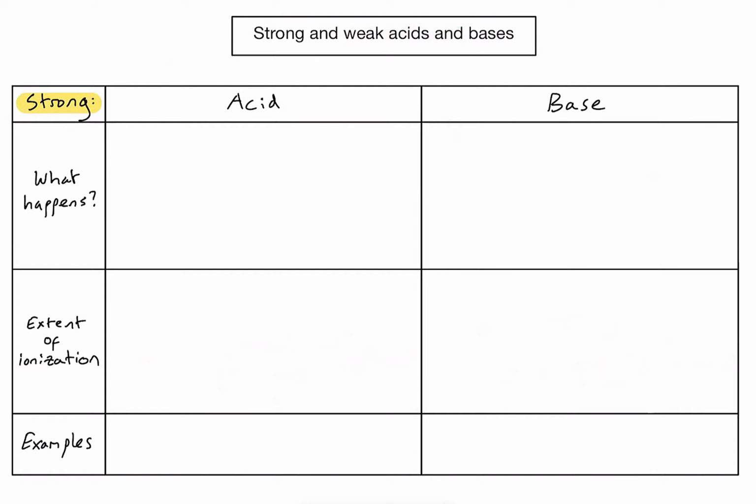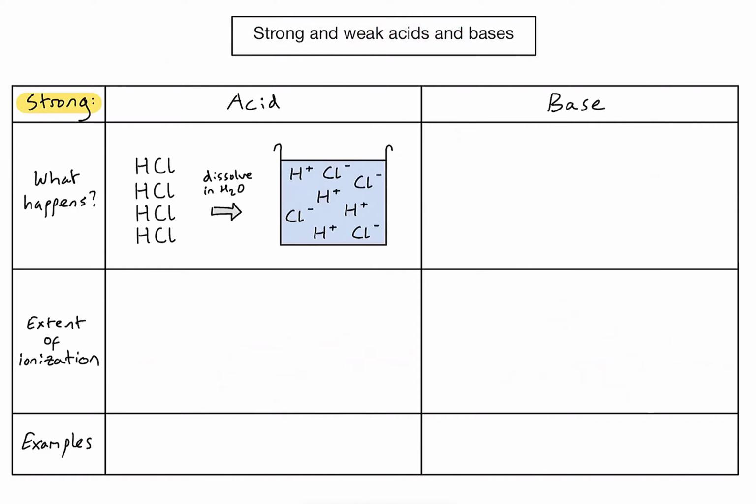So for simplicity here, let's take 4 molecules of hydrochloric acid or hydrogen chloride and see what happens when we dissolve them in water. And what you'll notice here is that all of those molecules have ionized or broken up to form ions in solution. So because all of them have ionized, the extent of ionization in this example is full, meaning that each of those molecules has dissociated to form ions in solution.